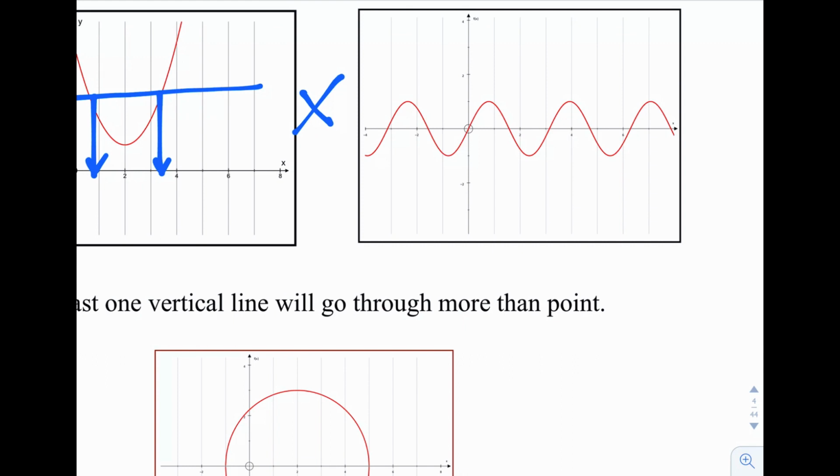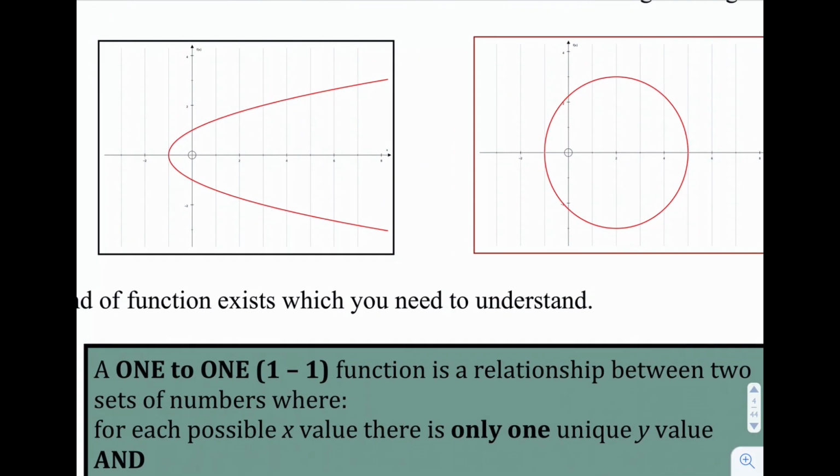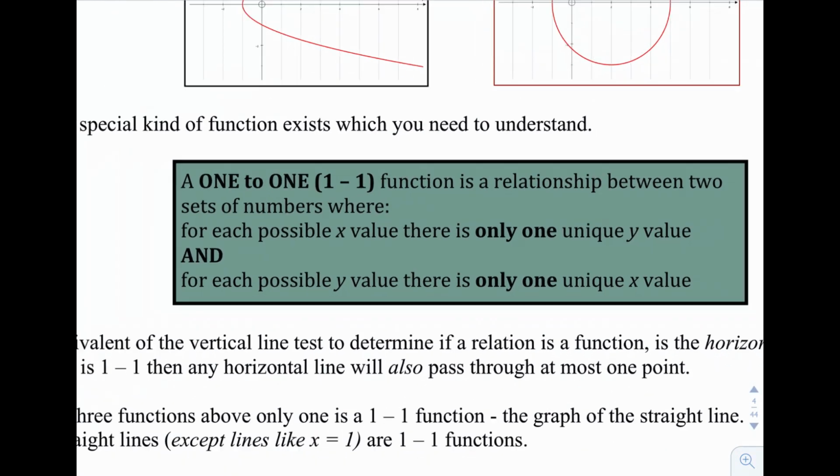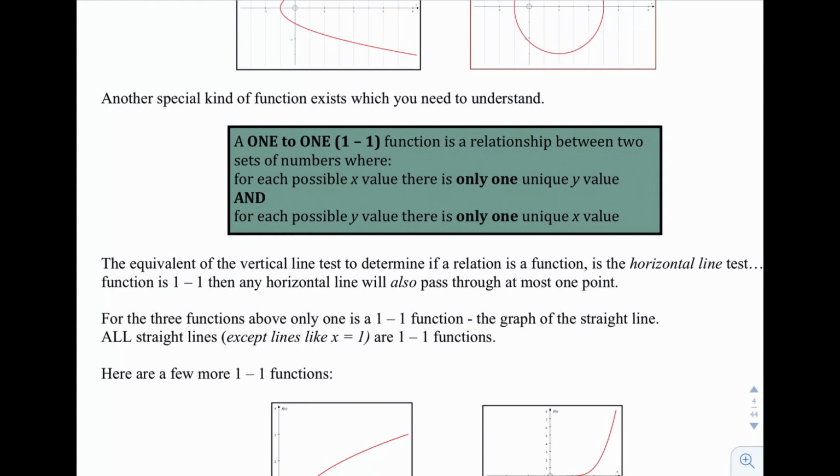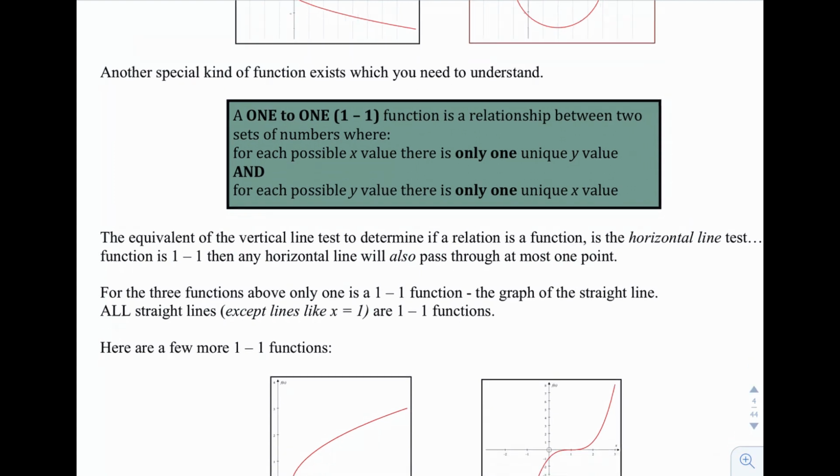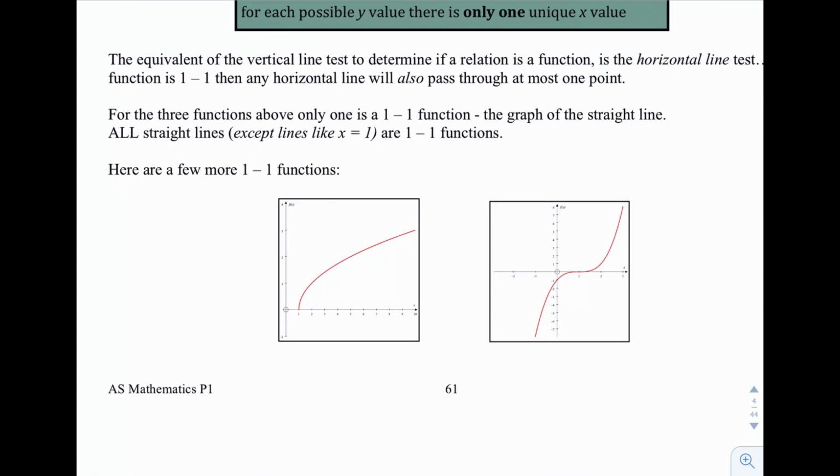Again, with this one here, it's certainly a function, but if I draw a horizontal line, it passes through lots of points. So this is definitely not a one-to-one function. Now these two down here, we've already said are not functions, so they can't be one-to-one functions because a one-to-one function has both going on. Okay, so that's the definition of what a one-to-one function is. So here's a graph of a few more one-to-one functions that would pass both the horizontal and the vertical line test.